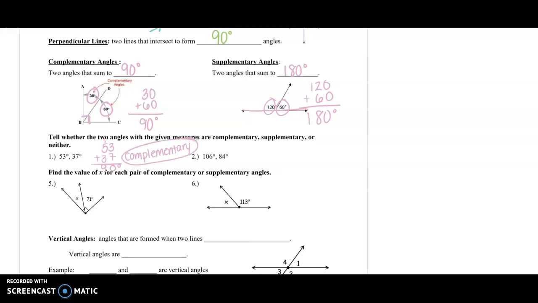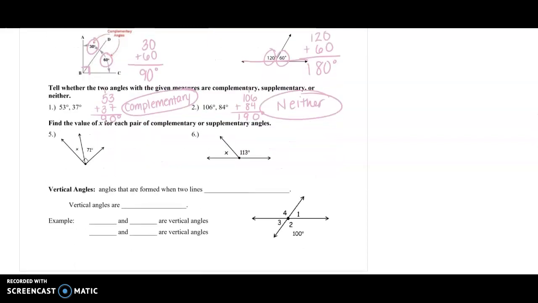Now let's look at number 2. We have 106 plus 84. 6 plus 4 is 10. 0, bring the 1 up top. That's a 9. Bring the 1 down. 190 degrees. That's going to be neither of them. To be supplementary, it had to be 180 degrees.